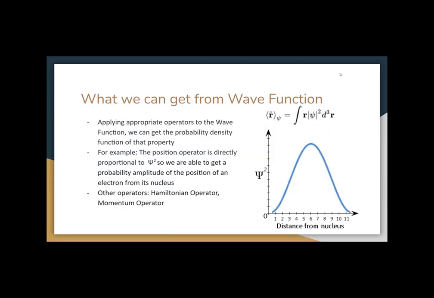So what can you do with this wave function? If you apply certain operators to the wave function, you can get the probability density function of that property. So for example, let's say we have an electron and a distance from the nucleus. And so if I were to graph psi squared against the distance from the nucleus, you notice that since the position operator is directly proportional to psi squared by looking at the integral above the graph, hence we will get psi squared graphed against distance from nucleus is a probability amplitude.